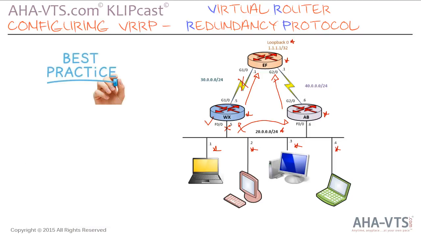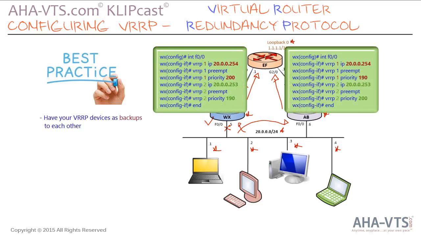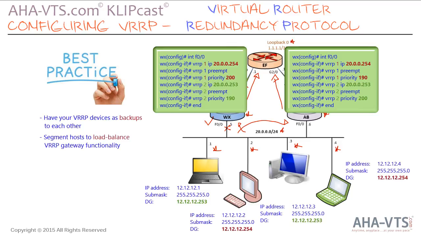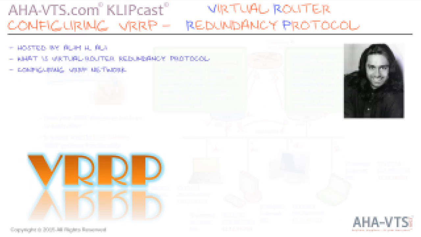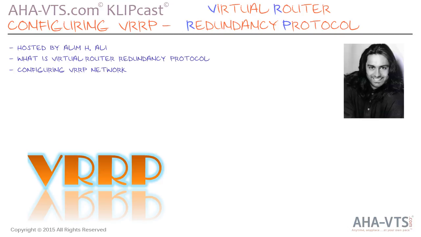Now, from a best practice standpoint, it's always best to configure VRRP devices as both master and slave to each other, and to segment the hosts accordingly to take full advantage of the VRRP capabilities. Well, it looks like we configured VRRP correctly on our network segment. However, it took a little bit longer than anticipated, and that's only because I added a few extra configurations to the overall KLIPcast. Well, in this KLIPcast, we talked about what is the Virtual Router Redundancy Protocol, and we configured VRRP on our network.